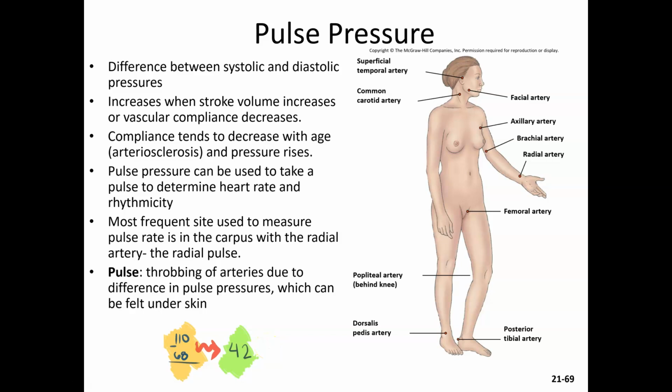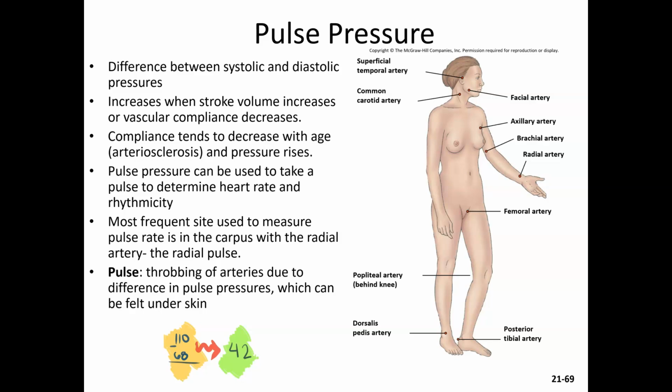We'll see that this pulse pressure will also increase when stroke volume increases. So for example, when you are exercising, that causes an increase in stroke volume, or it could be due to vascular compliance decreasing. As you age, that typically happens, and the pressure is going to rise. Our pulse pressure can be used in order to take a pulse and determine the heart rate and rhythmicity.